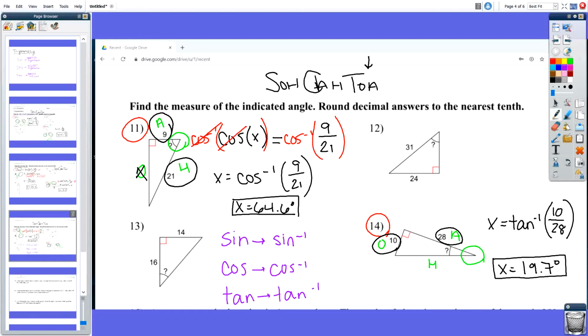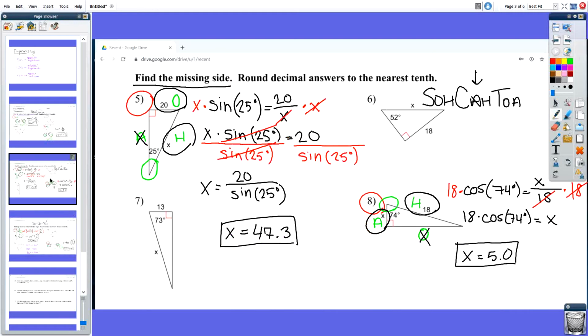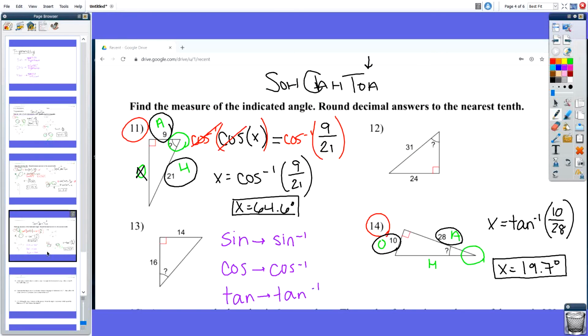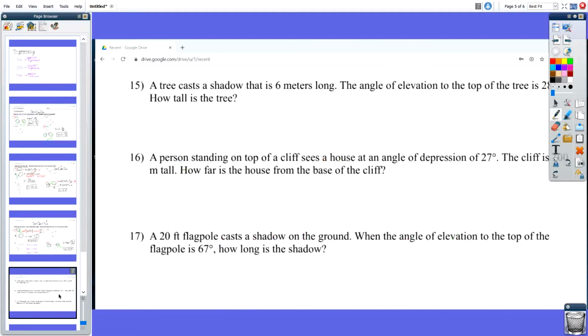Alright, so we've talked about the ratios. We've talked about how you find a missing side when you're given one angle and one side. And we figured out how to find an angle when we've been given two sides of a right triangle. The next thing that we're going to look at doing is solving word problems associated with trigonometry. So here we'll be looking at number 15 and number 16.